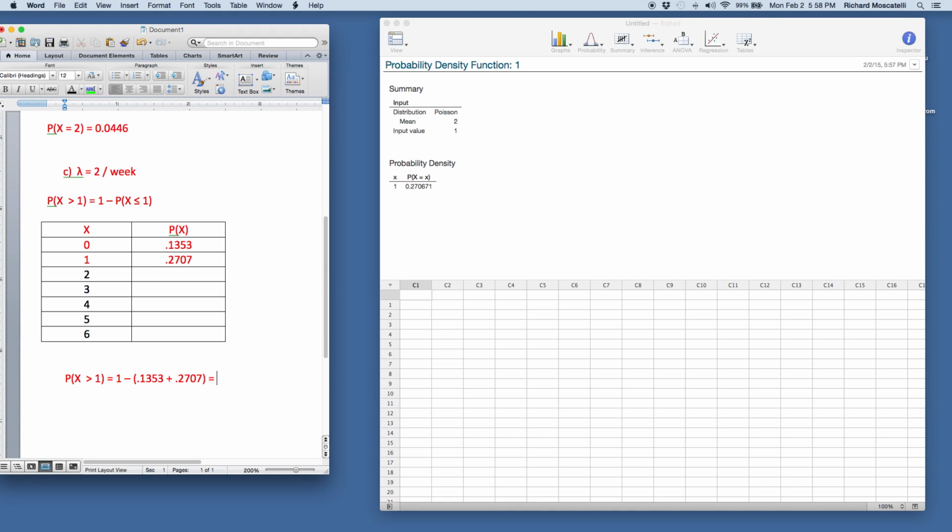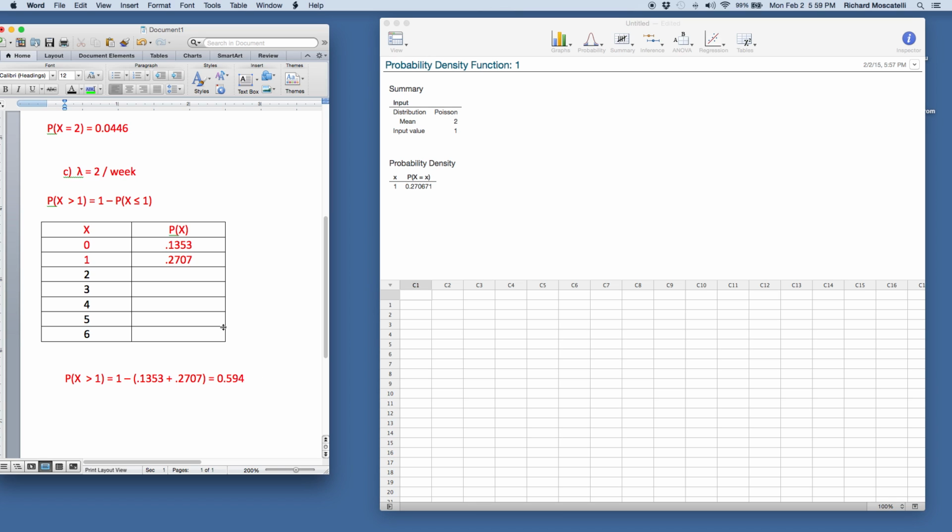1 subtract 0.1353. Alright, so I'm getting approximately 0.594. Alright, so there you have it. Not too bad. There's a better way.